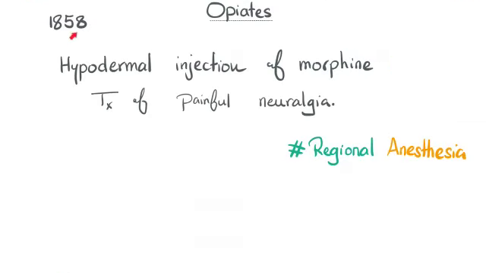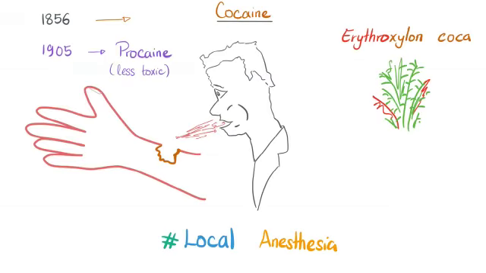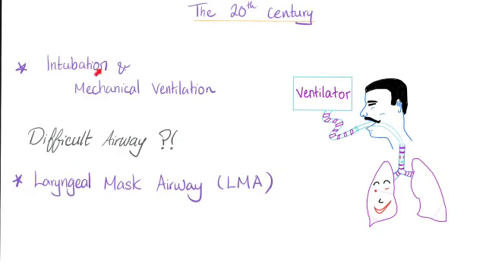You get the point. 1858, the hypodermal injection started, and we started injecting morphine for treatment of painful neuralgia. Hashtag regional anesthesia. Next, it became clear that the erythroxylon coca plant will give you cocaine, and it is a local anesthetic. Then we discovered procaine, which is less toxic than cocaine. In the 20th century, we developed intubation and mechanical ventilation. If the airway is difficult, we have a great device called the laryngeal mask airway, or LMA.